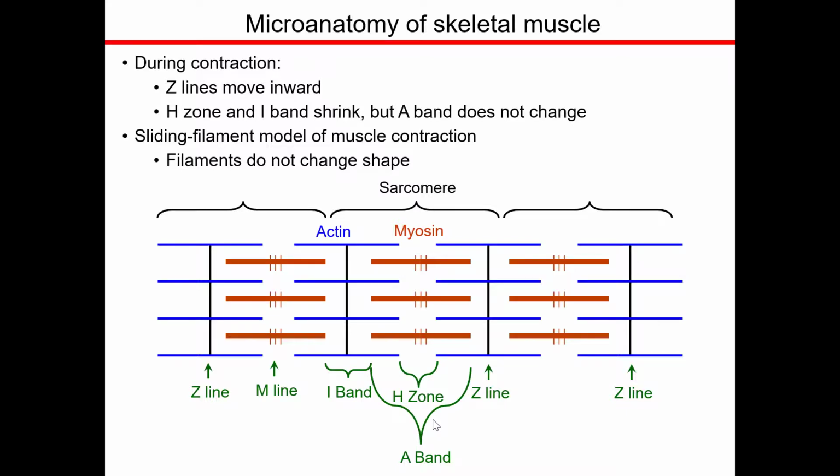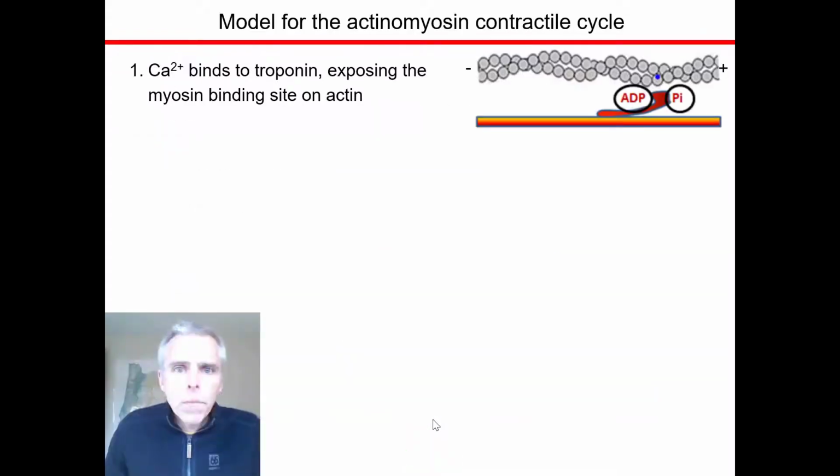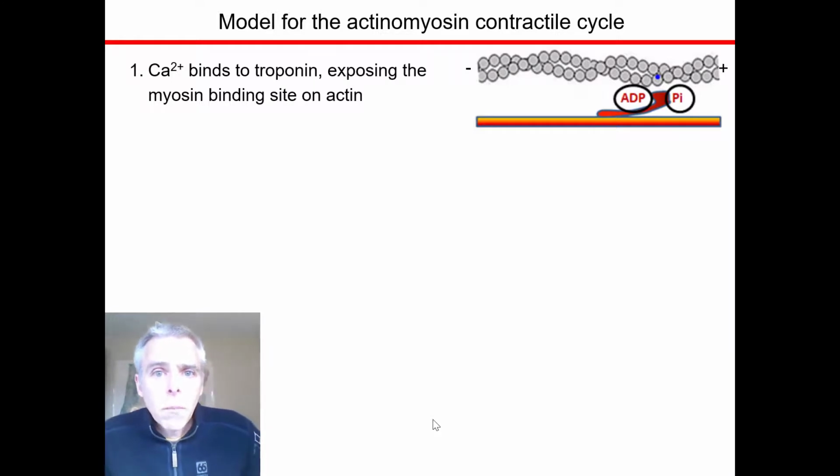Again, the filaments don't change shape. The actin and the myosin are staying the same length, but those filaments are going to be moving relative to one another. Let's look now at what's happening to the myosin and the actin during this contraction. So this is the model for the actomyosin contractile cycle.